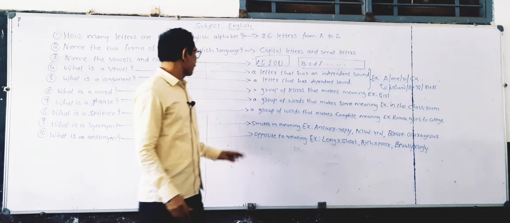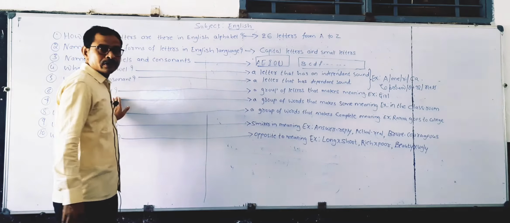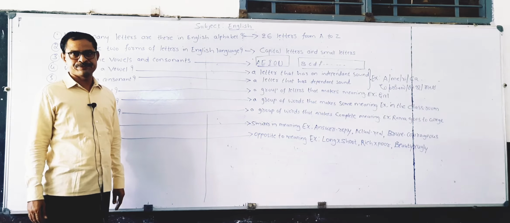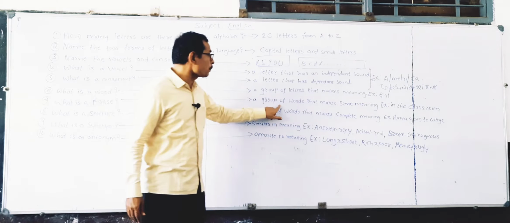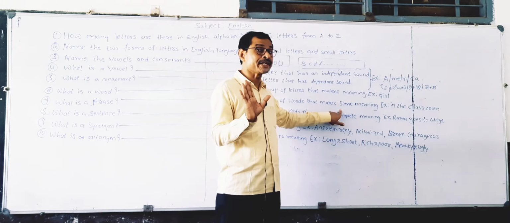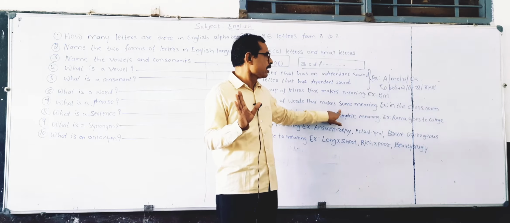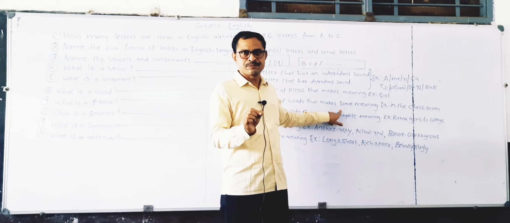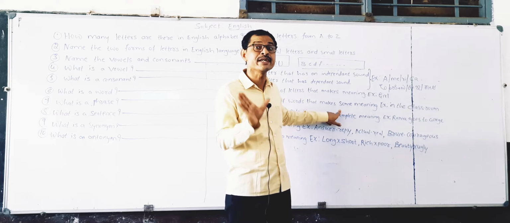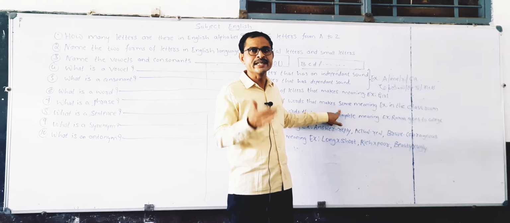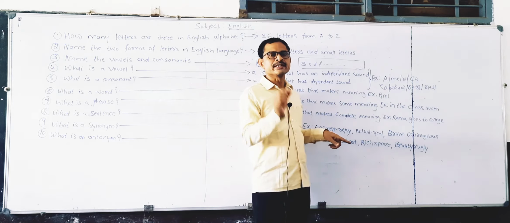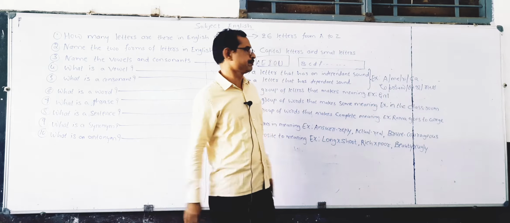Then, after knowing word, we shall move to know what is a phrase. A phrase is a group of words that makes some meaning, not complete meaning. Where are you? I am in the classroom. In the classroom is a phrase. It is a group of words that makes some meaning, not complete meaning. In the hall, in the meeting. So these are called phrases.